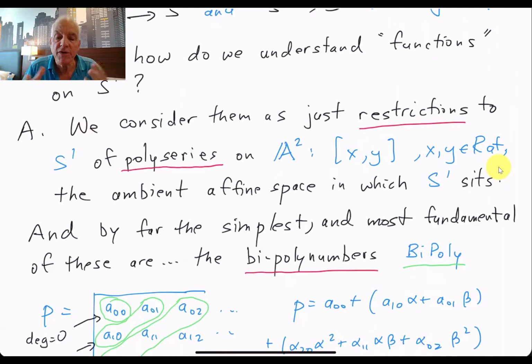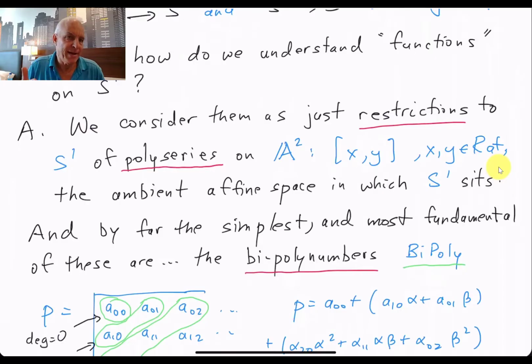So by far the simplest and most fundamental kinds of functions on the circle that we can consider are just the restrictions of the simplest kinds of functions on the ambient affine two-dimensional space. And those are the polynumbers. So we're going to be talking about some things which are quite familiar to many of my viewers, if you've been watching my various series, but I'm going to briefly review these concepts. So what is a polynumber?